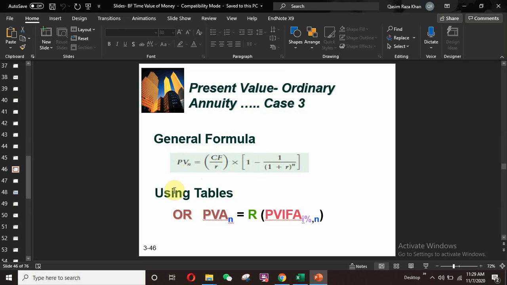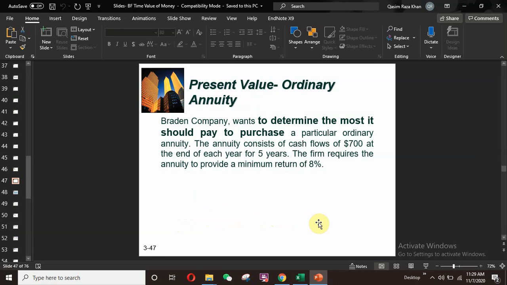We can also use the table to find out the present value of our investment under the ordinary annuity system. So if we see here, PV is your present value, A is your ordinary annuity, N is the time period, R is return, PV present value, IFA under I is interest, N is time period. So here is the problem through which we can learn more about the ordinary annuity and how we can find out the present value of annuity.